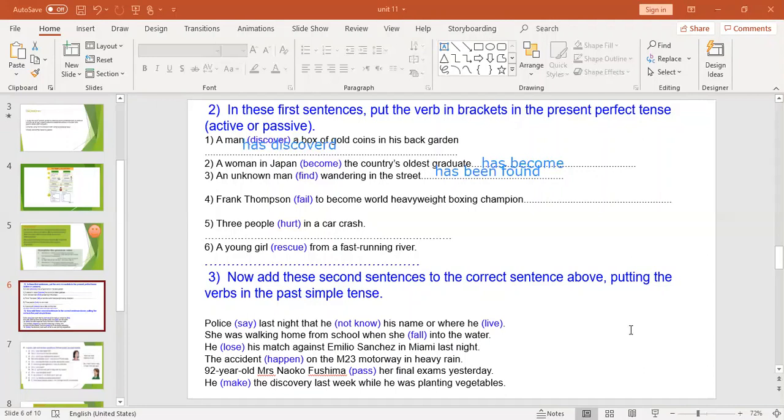Now the next activity. Now add these second sentences to the correct sentence above. So we expect this to be the headline of, let me say, for example, a piece of news, and in the other part we are given some details. Remember, when we are giving details, we are giving exact information. So it's very suitable here to use the past simple. In other words, verb to be, or with negative sentences, didn't and the infinitive form. And also here we have to think about meaning and relation to choose the suitable sentence.